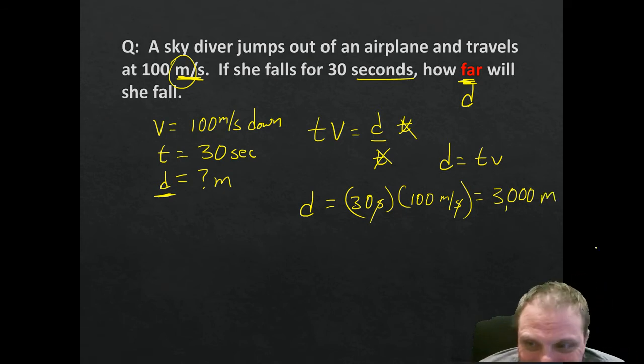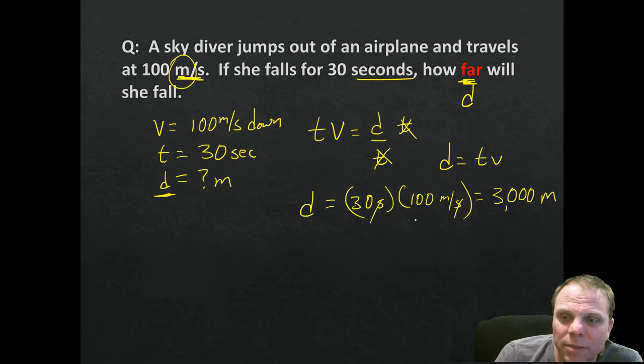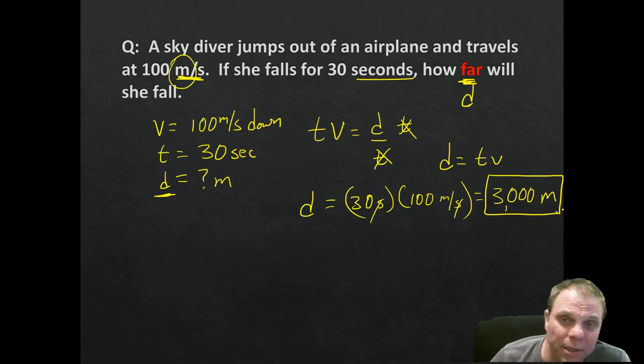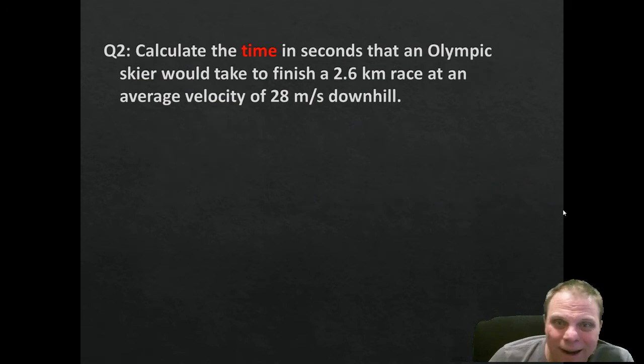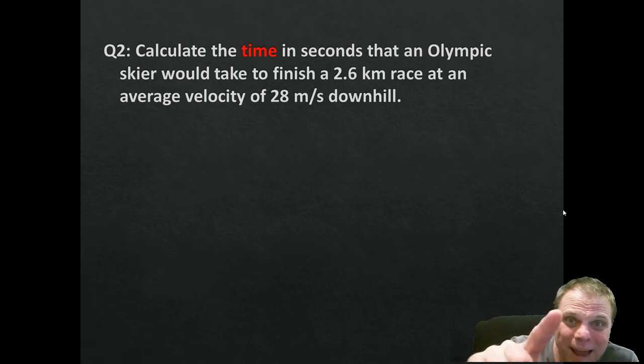Does that make sense? So how many sig figs? Well, I only had one sig fig in both of these, so my final answer can only have one sig fig, which is what I have. So 3,000 meters is my answer. Does that make sense? All right, so how'd you do? Hopefully you got that one. All right, practice this one, see how you do on this one, and we'll pause and then come back.